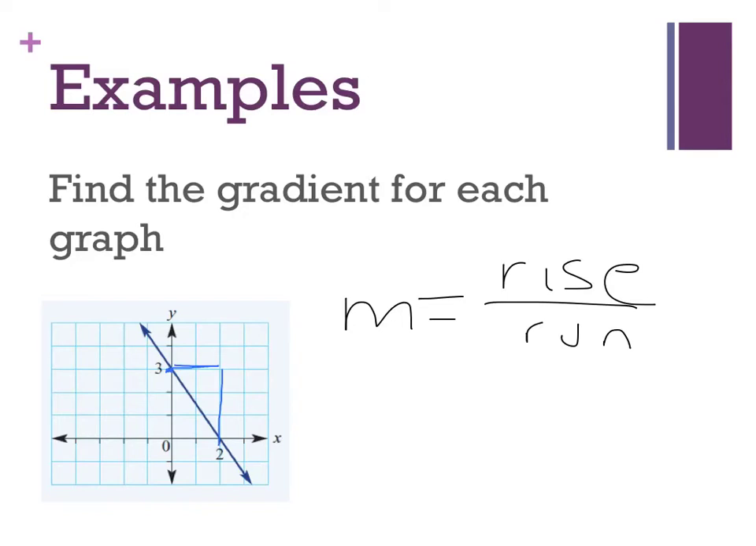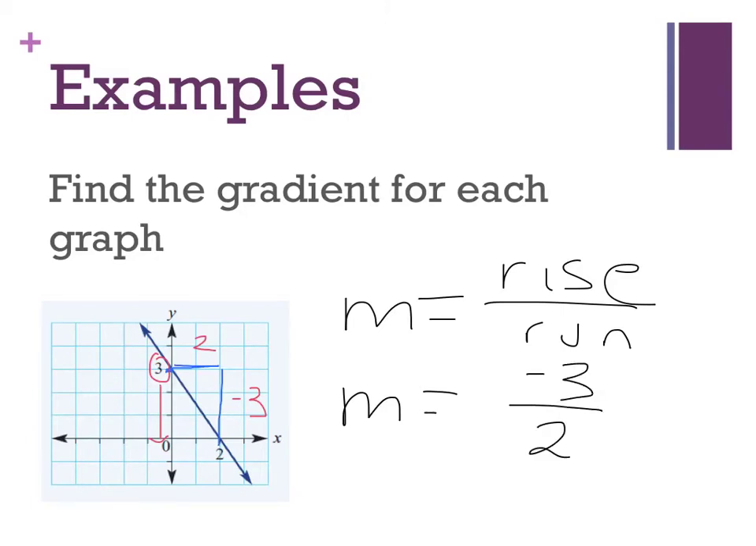Now my run this time is from 0 to 2, so my run is 2, and my rise goes from 3 all the way down to 0, so it's actually a rise of negative 3. Okay, because it is going the opposite direction, so it's going to be a negative. So m equals my rise, negative 3, divided by 2.